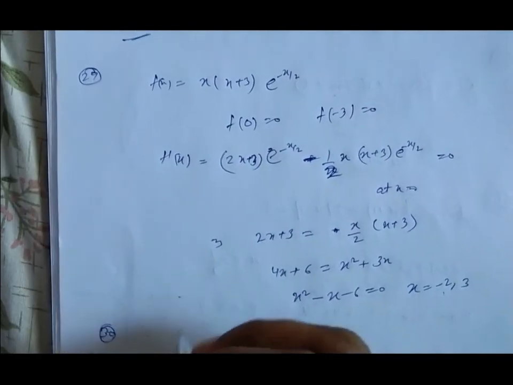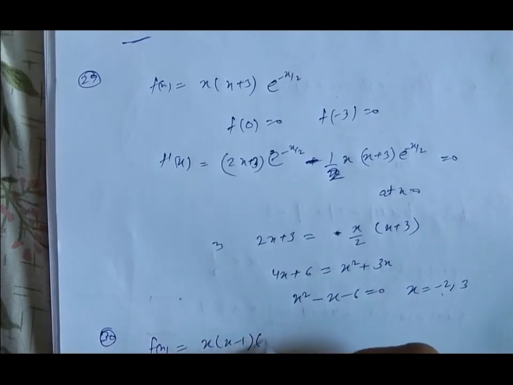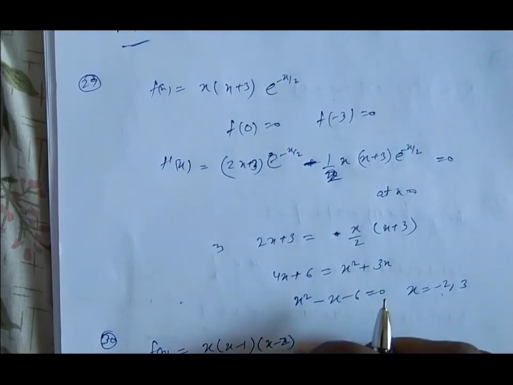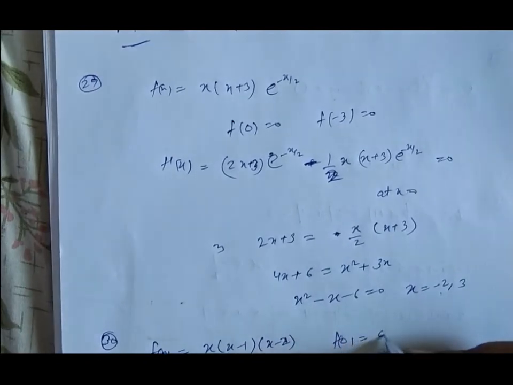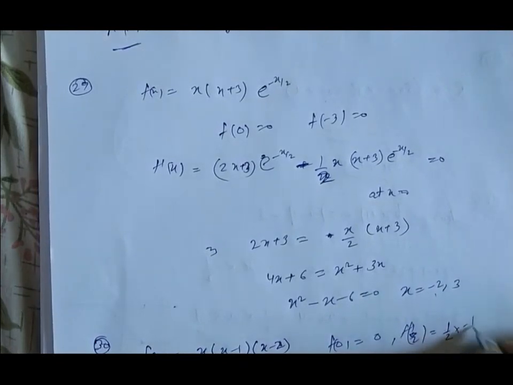Moving to question number 30, it says find the value of c for the mean value theorem for f(x) is equal to x into x minus 1 into x minus 2 if a is equal to 0 and b is equal to half. So let's calculate the value of f0 first. So f0 is equal to 0 and f of half is equal to half into minus half into minus 3 by 2 is equal to 3 by 8.